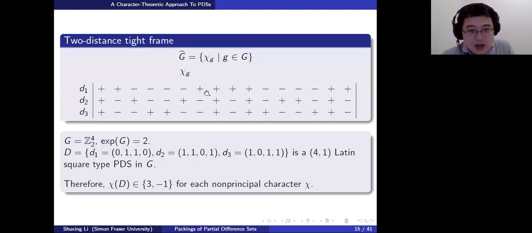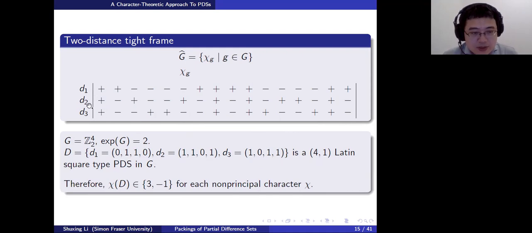So now this is the right timing to revisit our 2-distance tight frame example. I want to convince you this tight frame is connected to a Latin square type PDS. So we take the group G equal to Z2 to the 4, the elementary abelian 2-group, which has exponent 2. We take a subset in the group G. This subset is a (4, 1) Latin square type PDS in G. And using the subset, we can form this 2-distance tight frame in the following way.